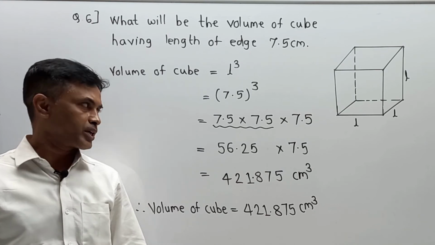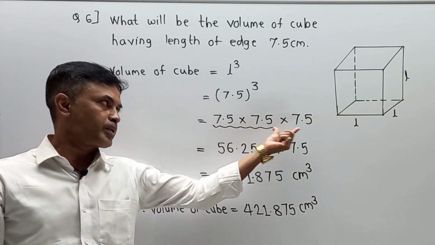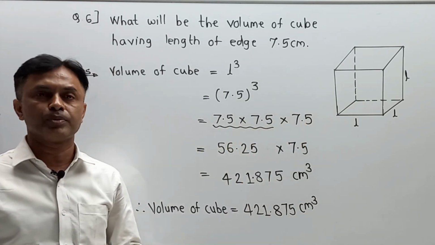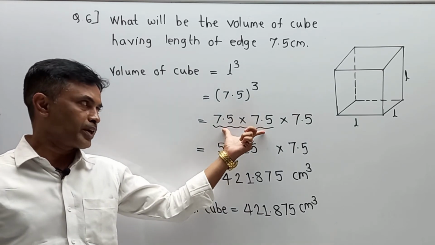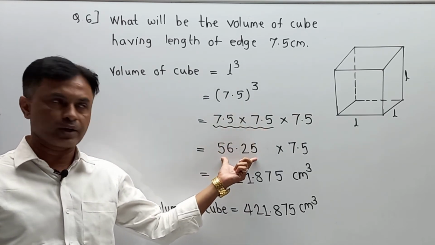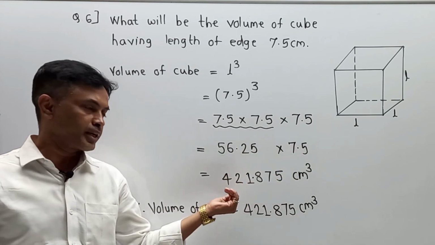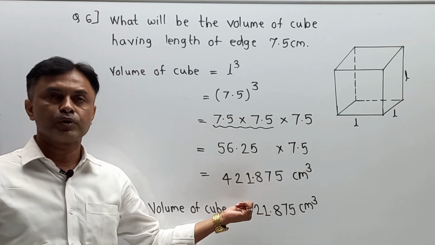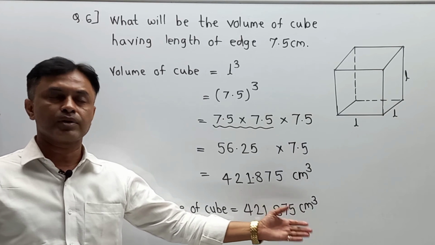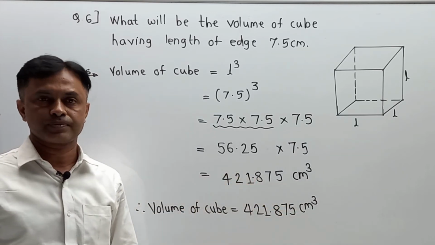Now student, please pay attention. Here 7.5 into 7.5 into 7.5 means you have to make cubical expansion. 7.5 into 7.5, that is 56.25 into 7.5. I have done directly mathematical calculation. If you don't understand this step, do the regular calculation and you will get the same answer.